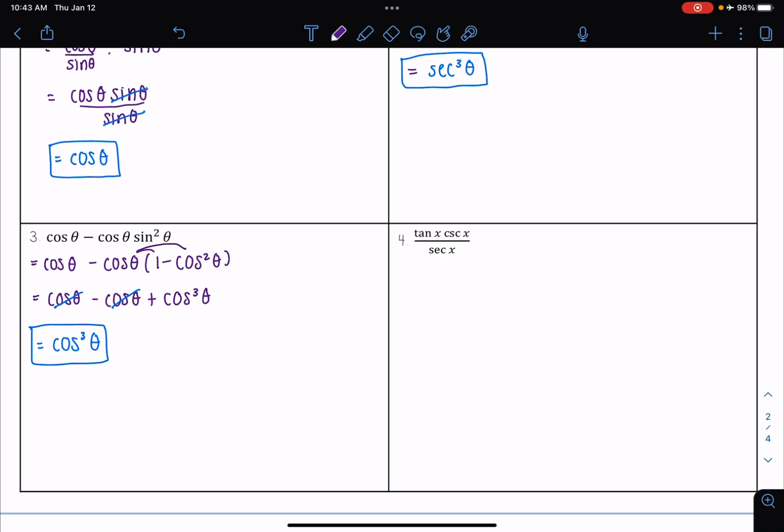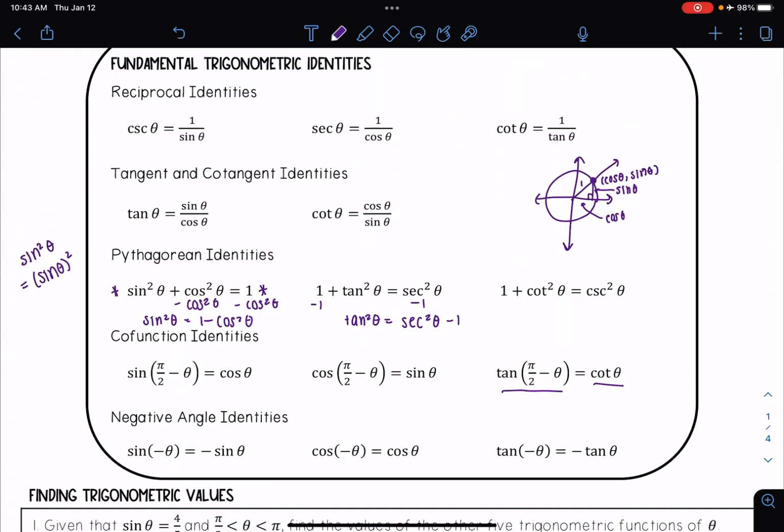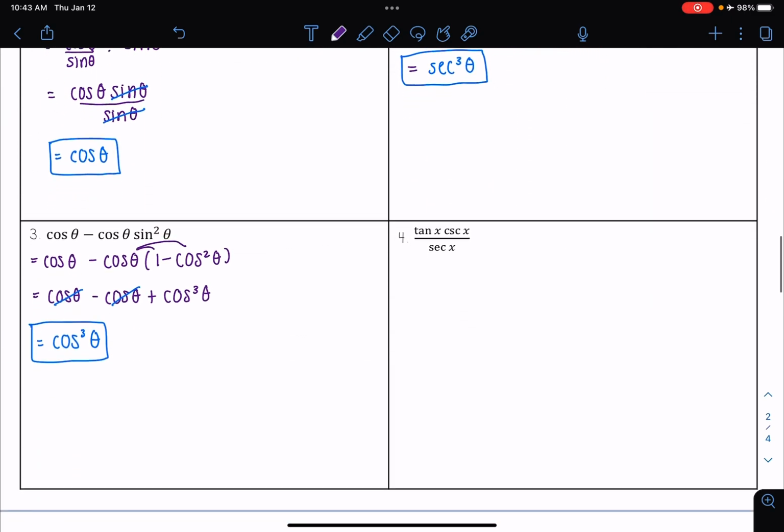So here I have tangent of x times cosecant of x over secant of x. So here I have 3 different trig functions, and for each of these, we have a different value. So first I see with tangent, I know that's sine of theta over cosine of theta. I know that cosecant is 1 over sine of theta, and secant is 1 over cosine of theta. So I want to go ahead and substitute in all of those values. And so tangent, I know is sine of x over cosine of x. Cosecant is 1 over sine of x, all over secant, which is 1 over cosine of x.